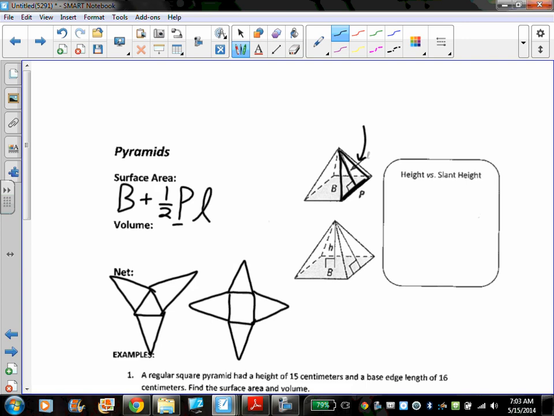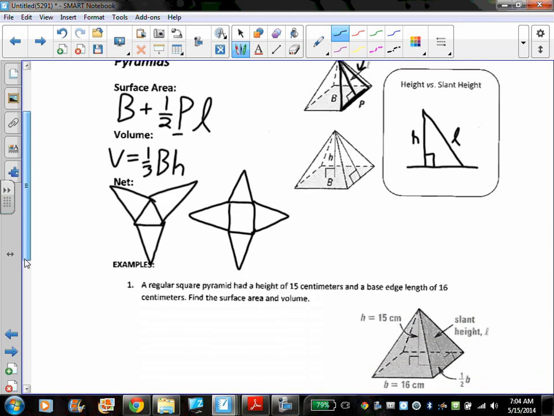Volume is not too tricky for pyramids. All you have to know for the volume is that it's 1/3 of the area of the base times the height of the pyramid. So again, it's going to be important to know the difference between your height and your slant height. Remember, height goes straight up and down from the ground, from the base. Slant height kind of comes in at an angle.